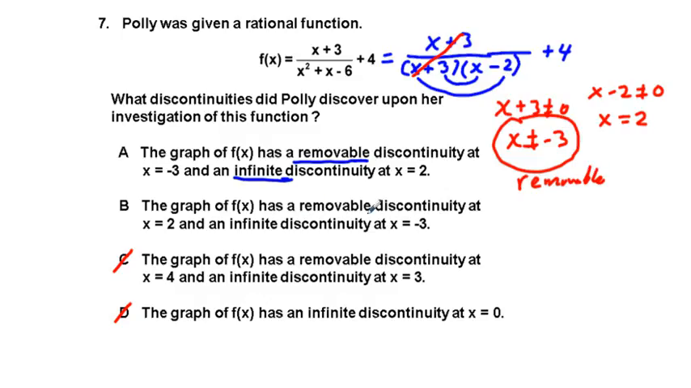And so where do we have the removable discontinuity? At x equals negative 3, well, that's answer choice A. So that's an analytical way of working it out.